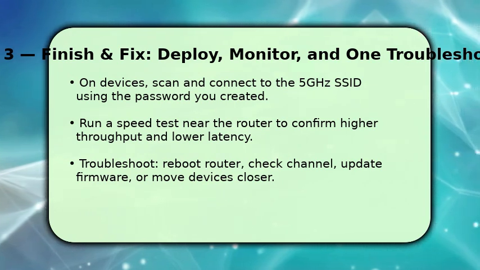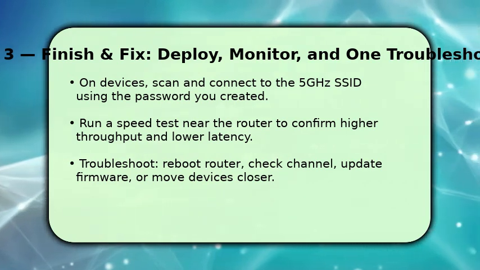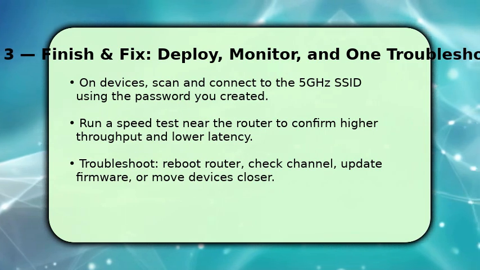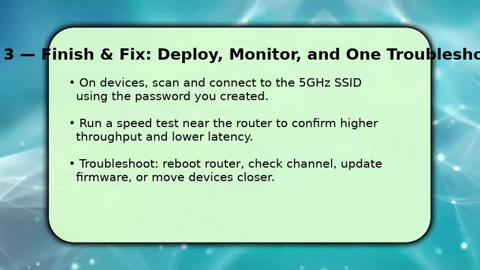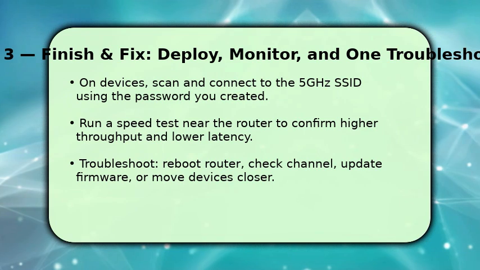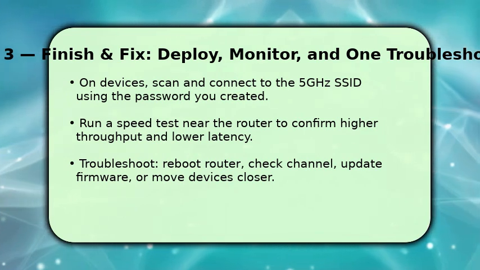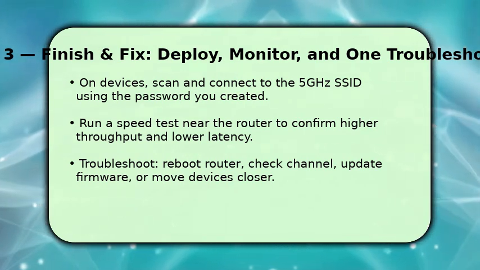If devices cannot see the 5 GHz network, reboot the router, toggle the band off and on, check for firmware updates, and try a different channel. These steps usually resolve visibility and interference issues quickly.